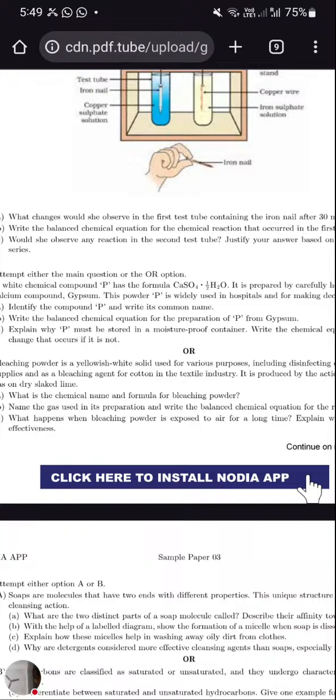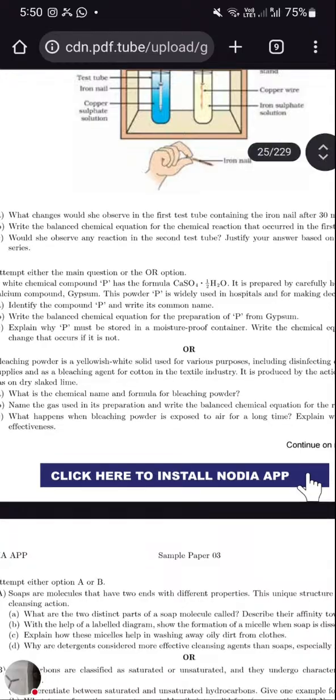So its common name is, what is its common name? Calcium sulfate hemihydrate. Common name is plaster of Paris and its chemical name is calcium sulfate hemihydrate.